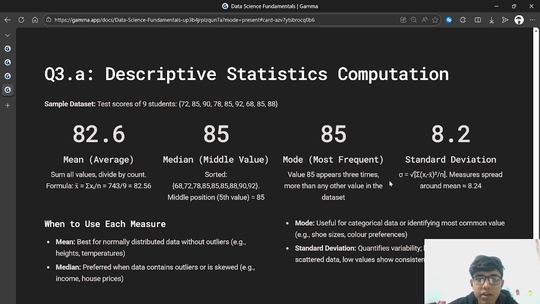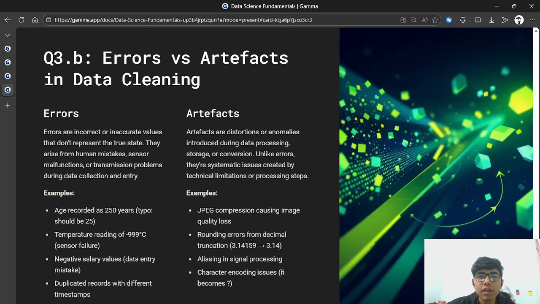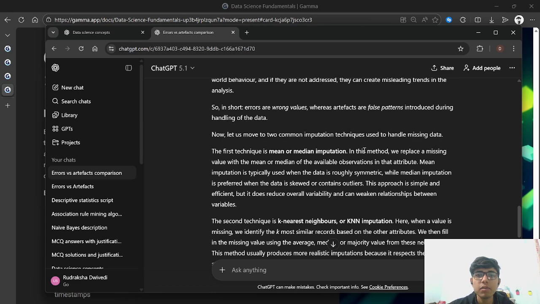The standard deviation helps us understand variability. A high standard deviation would indicate that the data is widely spread, widely scattered values, and when there is low standard deviation, it suggests more consistent data. So these statistics provide a clear and comprehensive summary of the dataset's central tendency and variability. Now let's proceed to the next subpart of our question number three.